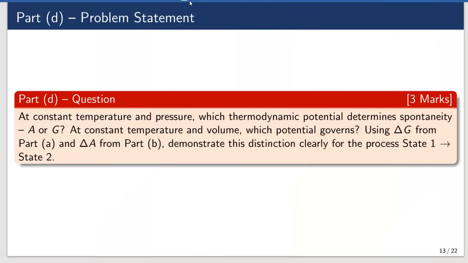Okay, now problem statement, part D. At constant temperature and pressure, which thermodynamic potential determines spontaneity, A or G? At constant temperature and volume, which potential governs? Using del G from part A and del A from part B, demonstrate this distinction clearly for the process from state 1 to state 2.